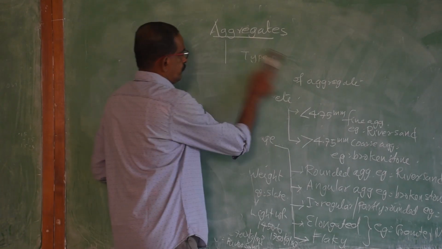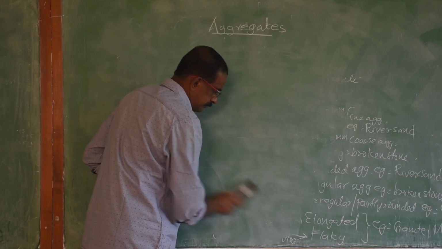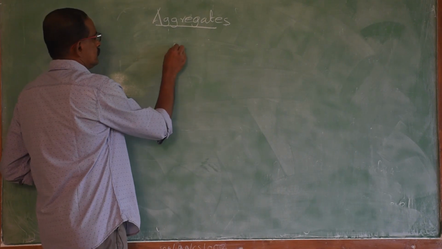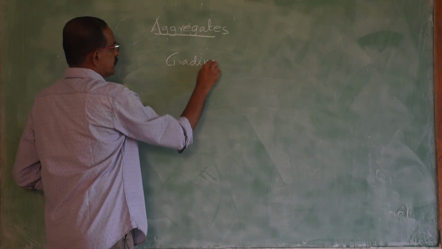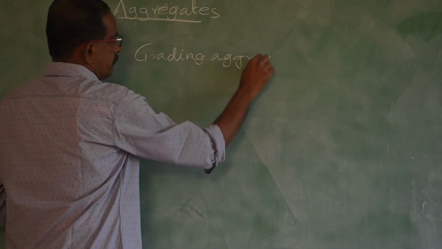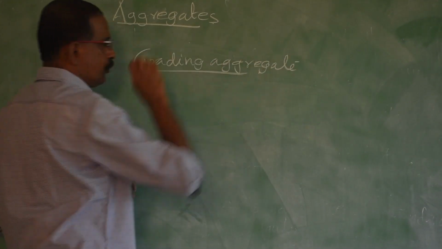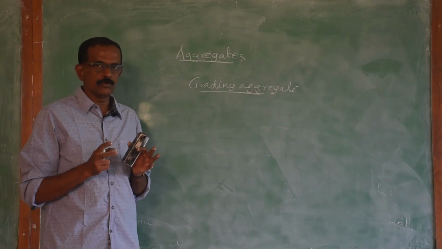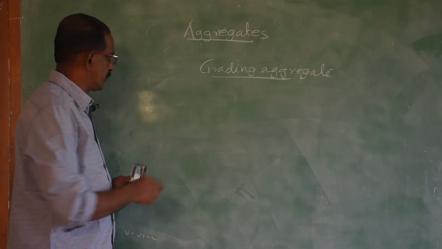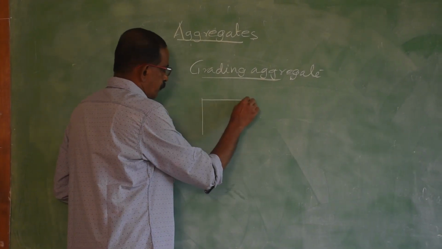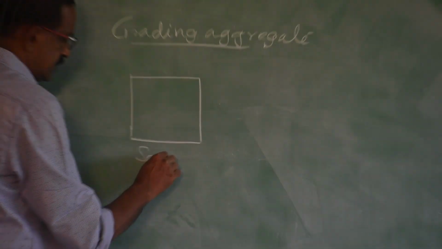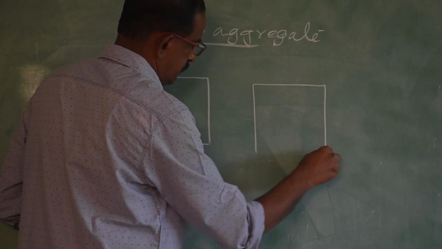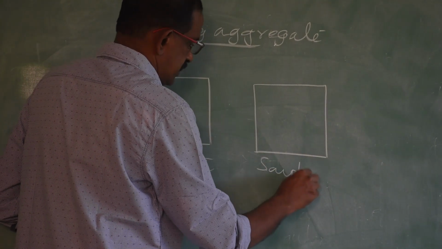Now, we will move to a very important term, grading of aggregate. So, what is meant by grading of aggregate? As you know, concrete consists of different materials, cement, sand, etc. Assume a sample of concrete. I will call this sample 1. Another concrete of the same volume, same size, say sample 2.